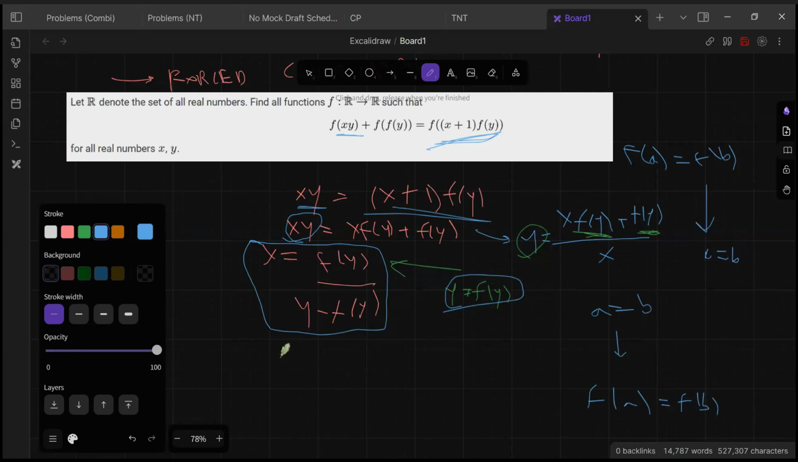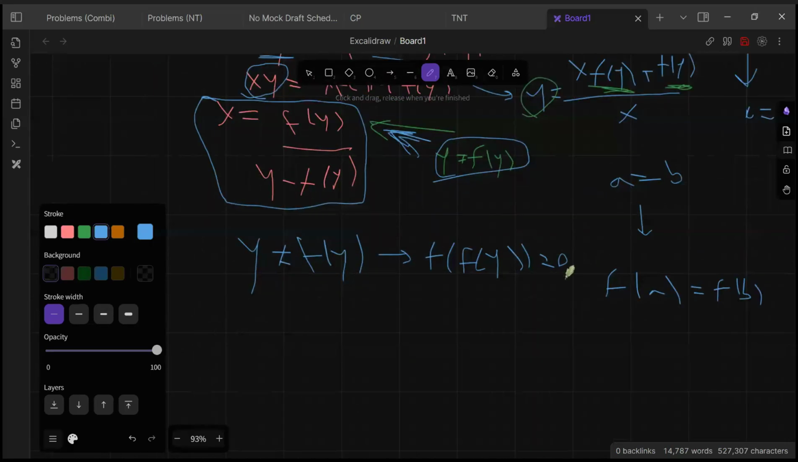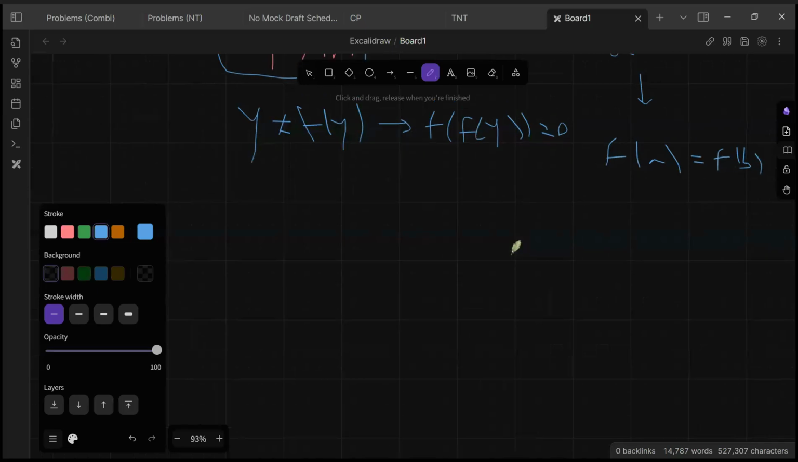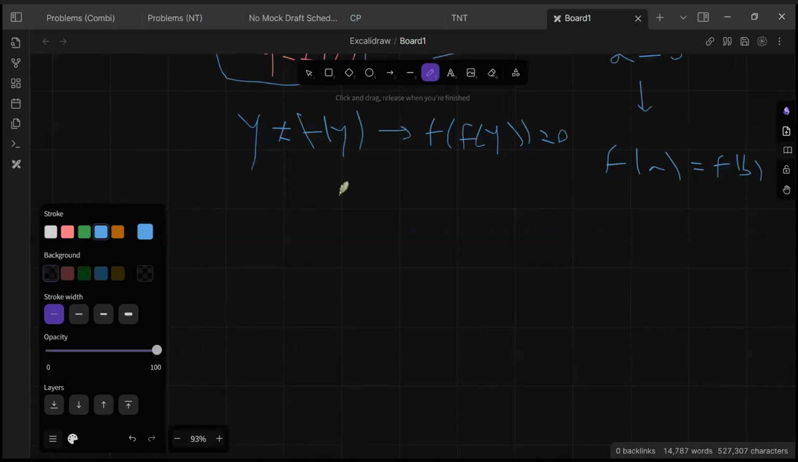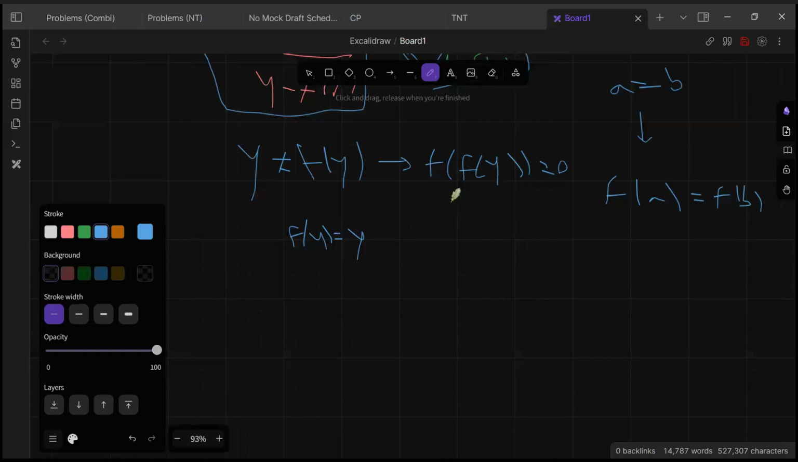So what we get is, if y is not equal to f of y, which is the condition for this substitution to actually happen, then f of y is equal to 0. Because here I have this f of y, and this is the only term that remains after these two cancel out. So if y is not equal to f of y, then f of y is 0. Cool.